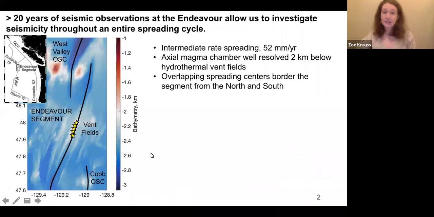And Endeavour is an intermediate rate spreading ridge with a well-imaged axial magma chamber about 2 kilometers beneath these main hydrothermal vent fields here in the center of the ridge. The vent fields are marked by yellow stars. And it's bordered to the north and south by overlapping spreading centers that have propagating tips coming in like this here. And so quite complex tectonics to the north and to the south.